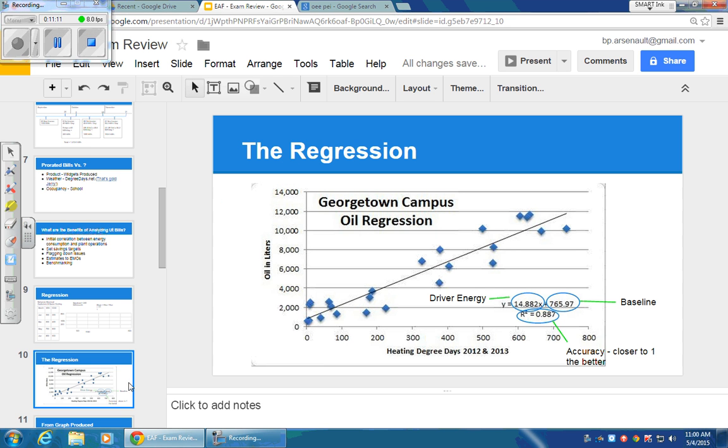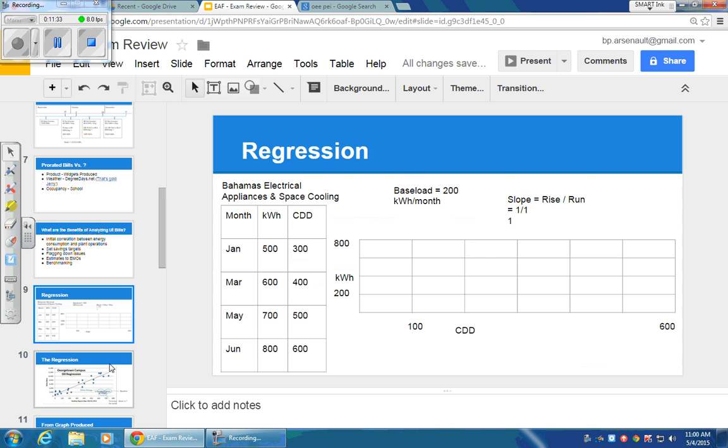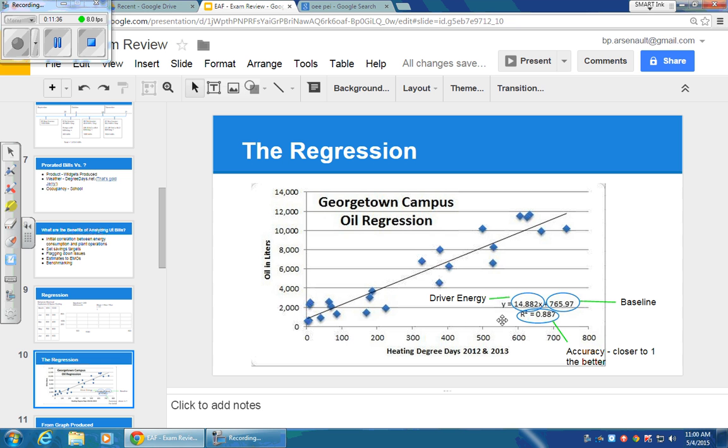This is probably more realistic of what you can expect in industry, and this actually is from the Georgetown campus, their oil regression. On the left is oil in liters, on the bottom is the heating degree days. And what we get here is y equals mx plus b. So b is that baseline, which we talked about here, the base load of 200 kilowatt hours per month, and we see that here. In this case, it's 765 liters, or almost 766. The rise over the run is equal to 14.8, and we see that here.